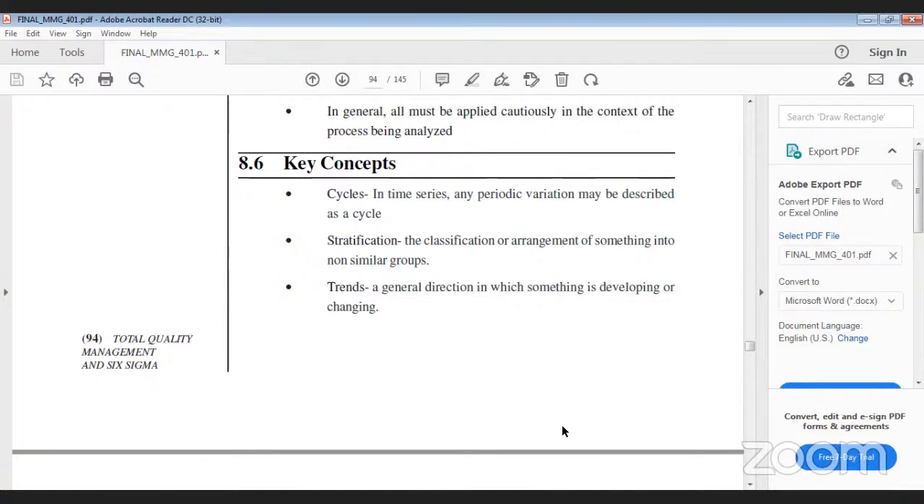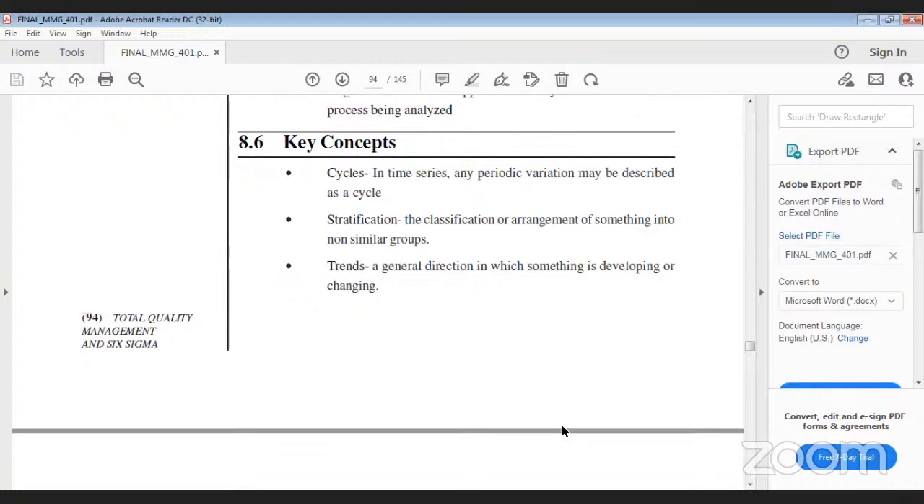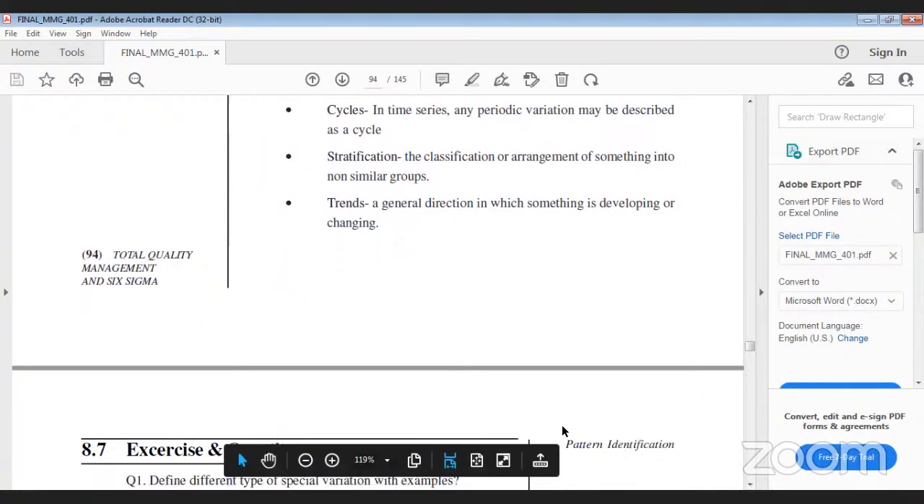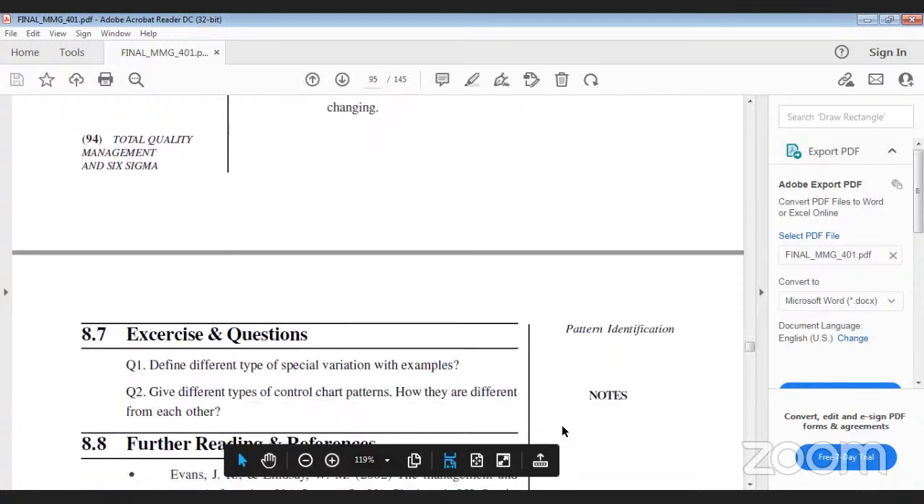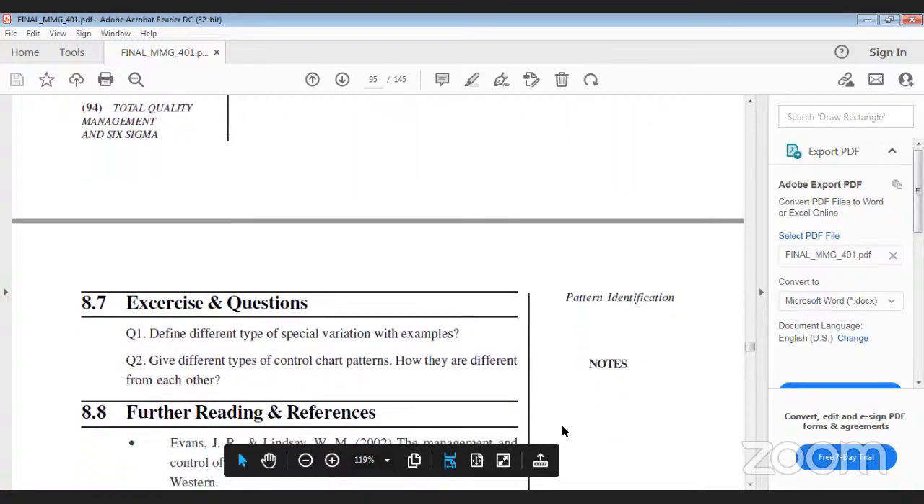There are also some exercise questions given at the end of this unit. The first one is: define the different types of special situations with examples. Then the second, exercise number two here: give the different types of control chart patterns and how they are different from each other.